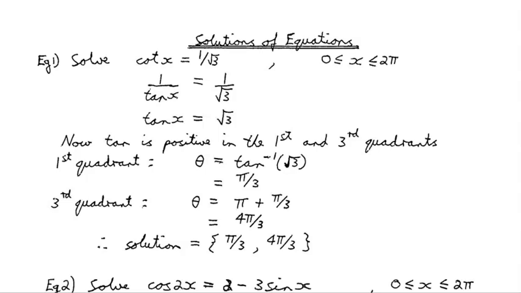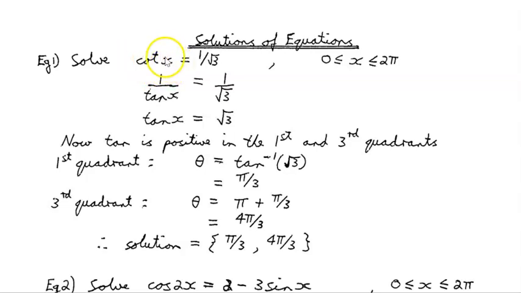This video deals with finding the solutions to trigonometric equations. Alright, let's start with something like cot x is 1 over the square root of 3. We want to solve it on the interval 0 to 2 pi, the closed interval 0 to 2 pi.